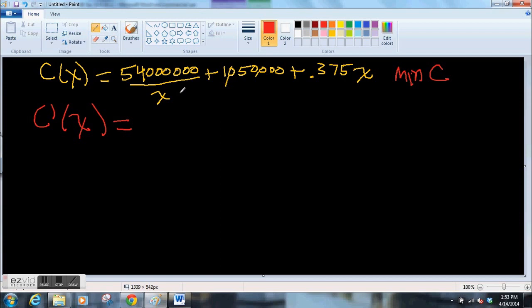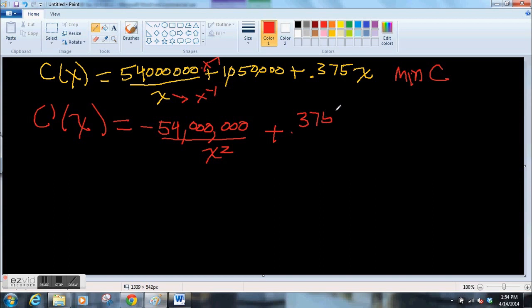We're going to take the first derivative, and remember that this is x to the negative 1. So you can think of that as 54 million times x to the negative 1. So our first derivative is minus 54 million, right? Because that's fun to work with. 54 million, all divided by x squared. Because when you take the derivative, it goes negative, and then you subtract 1, makes that x to the negative 2, so like that. Plus the derivative of this piece is 0.375.